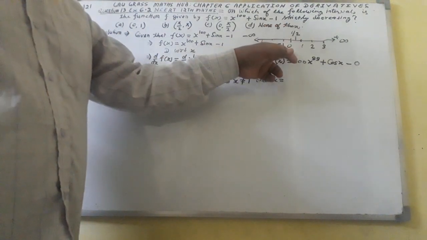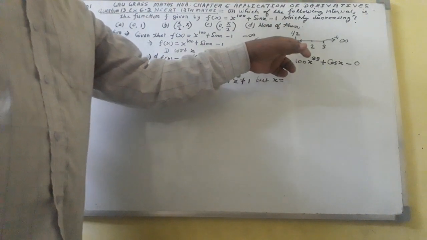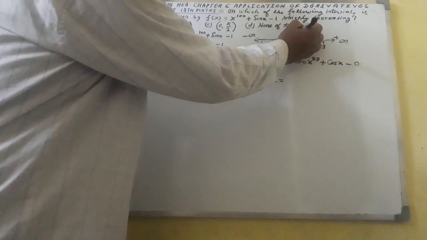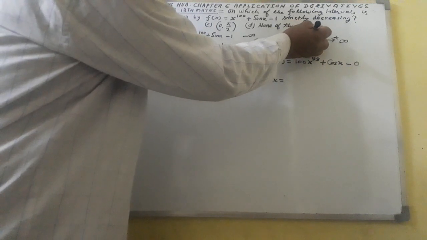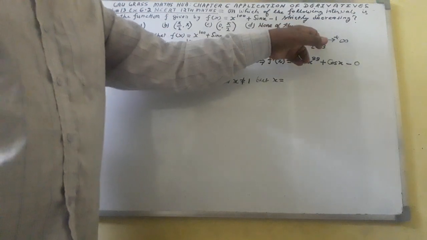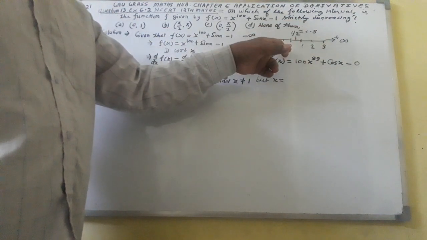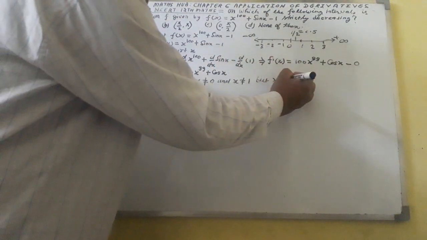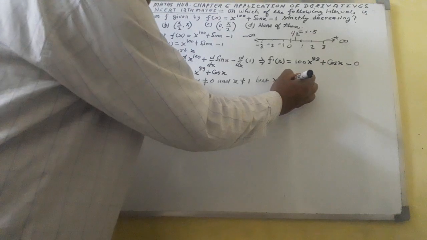1/2 is greater than 0 but less than 1. The value of x comes out to be 1/2. 1/2 means 0.5. Here you can see 0.5 is between 0 and 1. That's why I shall take the value of x as 1/2.